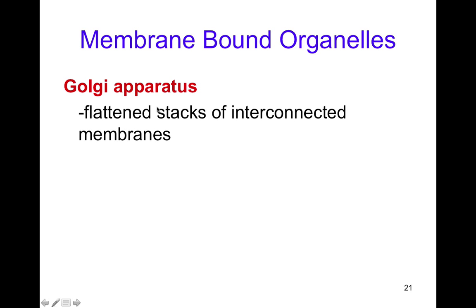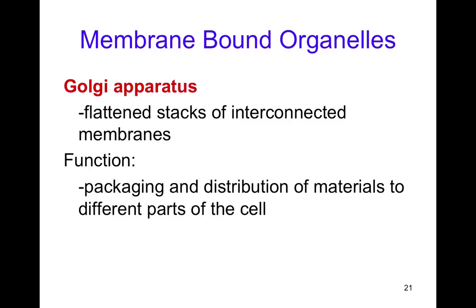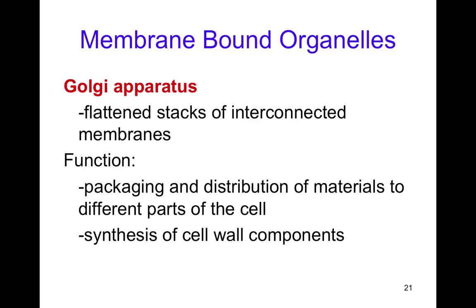Golgi apparatus is a flattened stack of interconnected membranes. Their function is primarily packaging and distribution of materials throughout the cell and also outside the cell. So if we wanted to send something within the cell, we'd use the Golgi. If we want to send something outside the cell, we use the Golgi apparatus. And it's also used for synthesis of cell wall components. So if a plant needed to make a cell wall, we use the Golgi to make the cell wall.